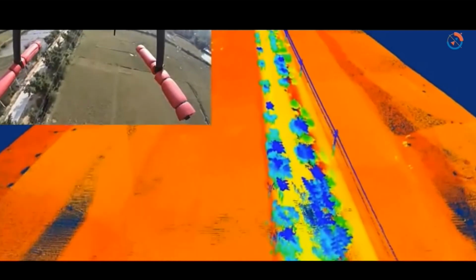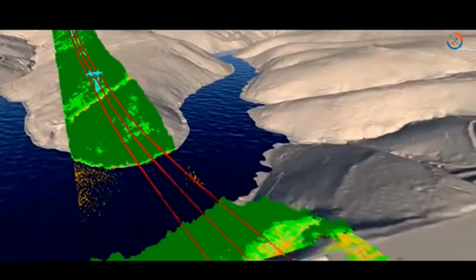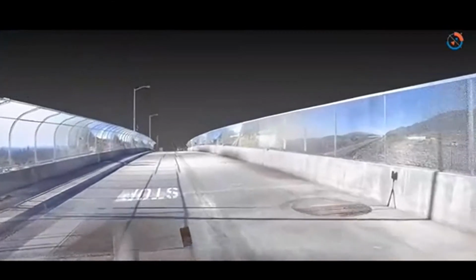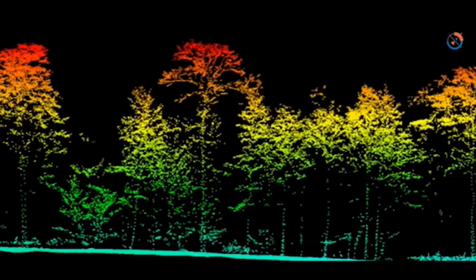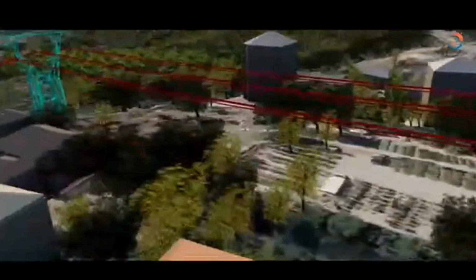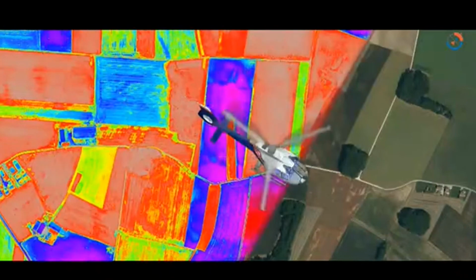LiDAR is used for wide area mapping, coastal changes, floodplain mapping, and for engineering applications like for mapping bridges and roads. LiDAR system allows us to examine both natural and man-made environments with accuracy, precision, and flexibility. In the next part of the LiDAR story, we talk about the various uses of LiDAR in detail. Keep watching.